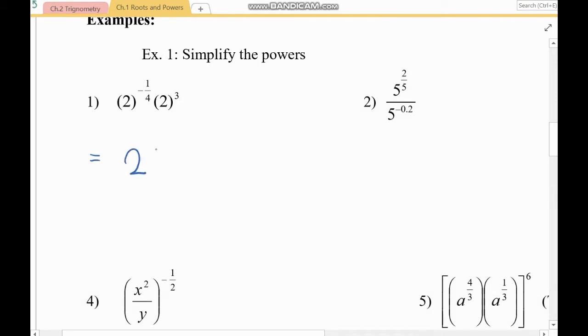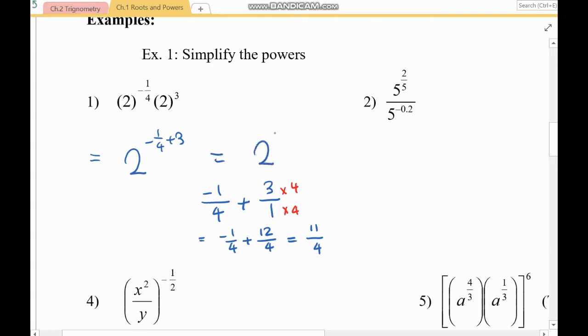Multiplication, you add the exponents. So negative 1 over 4 plus 3. Negative 1 over 4 plus 3 over 1. And you need to make a common denominator. It becomes negative 1 over 4 plus 12 over 4, and it becomes 11 over 4. So the answer is 2 to the power of 11 over 4. So remember everyone, when you have fractional exponents, everything is the same.